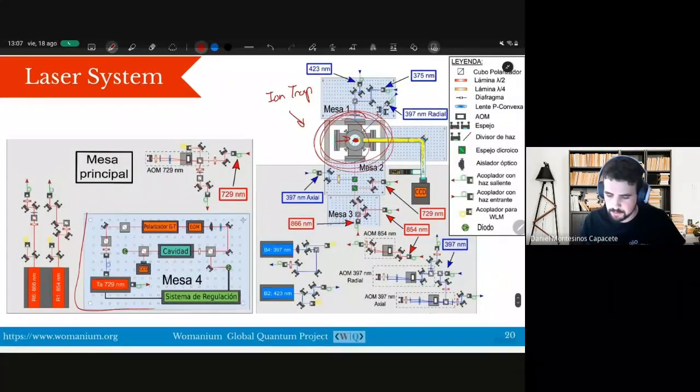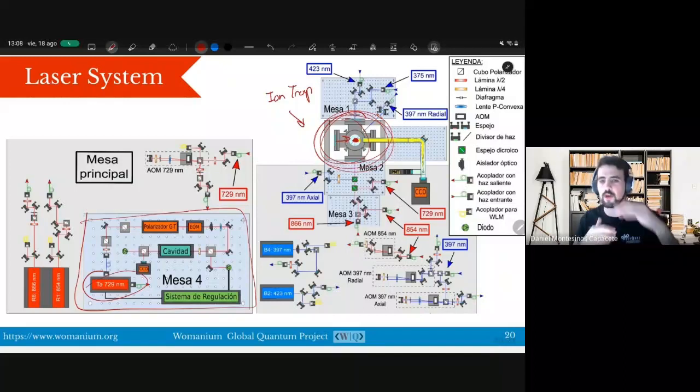This is a special system for this laser here, and this laser was the one that was going to manipulate the transition in the qubit's 0 and 1 state. So that's why we have a special regulation system in order to have the laser regulated with the proper frequency, because that is very important and sometimes difficult to get.